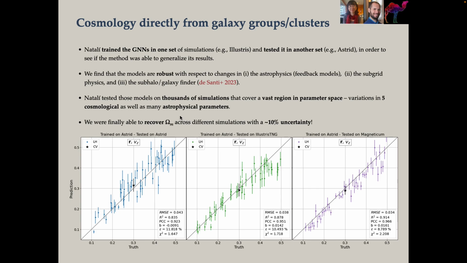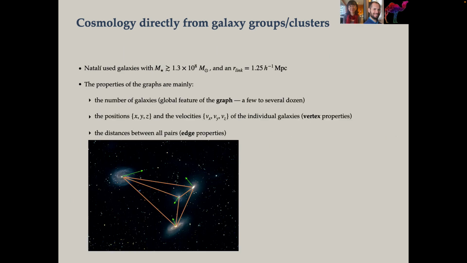Basically, some parameters were not being predicted well, like sigma 8, although there is some progress in that sense from the CAMELS team, but I won't be talking about this. But in this case, it was possible to recover omega matter with about a 10% uncertainty, which is really amazing, right?